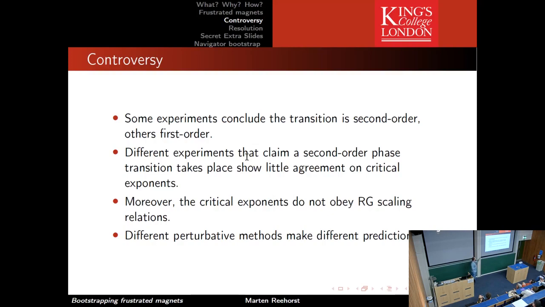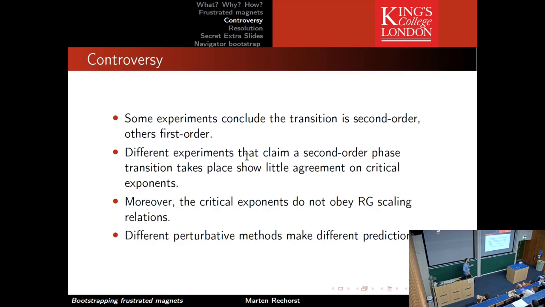Some groups say that the transition is second order. Some say that it's first order. Of the different studies that claim a second order phase transition, they report different critical exponents that should be universally the same numbers, but somehow they are measuring different exponents. Also, different thermodynamic quantities show different critical exponents, but they should be related by RG scaling relations, and there are critical exponents being reported that don't obey these RG scaling relations.